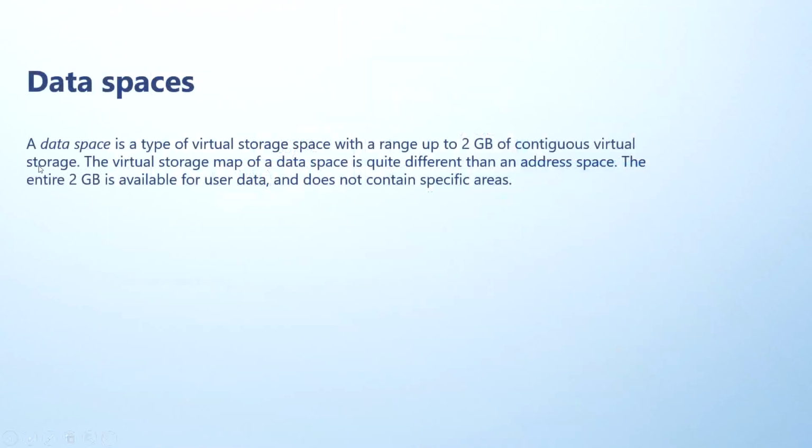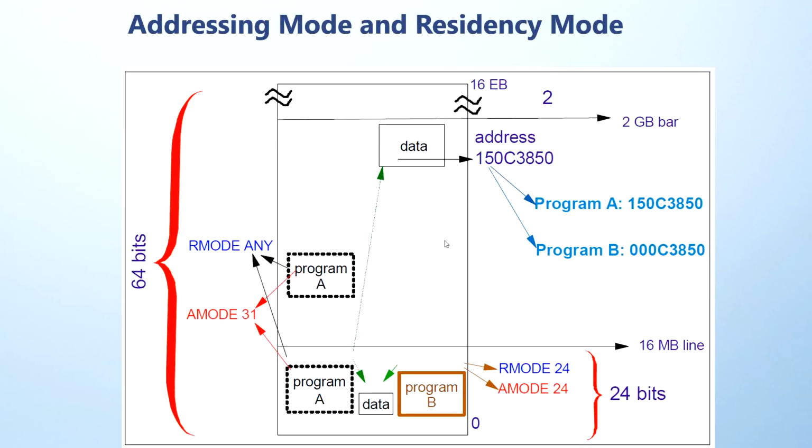Okay, so these are the points which we discussed. It typically ranges up to 2 gig. It's a contiguous virtual storage, and it's a bit different. The map of a data space doesn't look like an address space. It's just used for storing data, and it doesn't contain any specific areas.